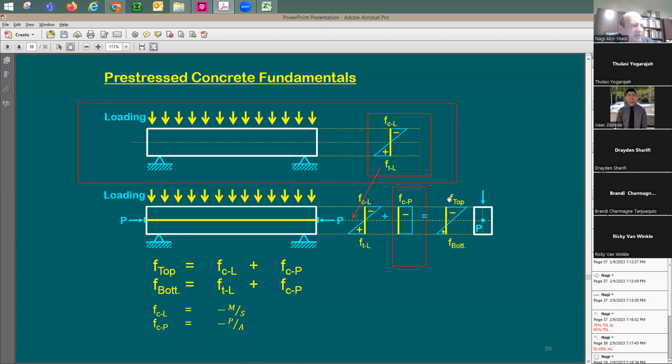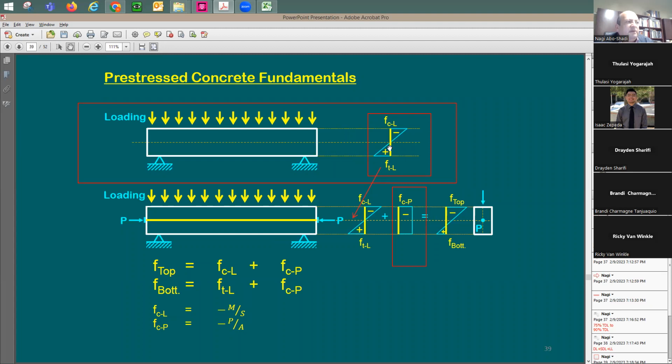Now look what happened here at the stress. You see this stress here, F top, is going to be equal to what? FCL coming from this side plus FCP. I understand this is going to be negative and negative, right? But I'm going to call it just positive value, and I mean for the symbol itself. And then the value of this FCL is going to be negative at the bottom, is going to be equal to FCP plus FTL. This here is going to be negative and this is going to be positive, right? They're going to be kind of trying to balance each other. At the end, you may end up with some tension.